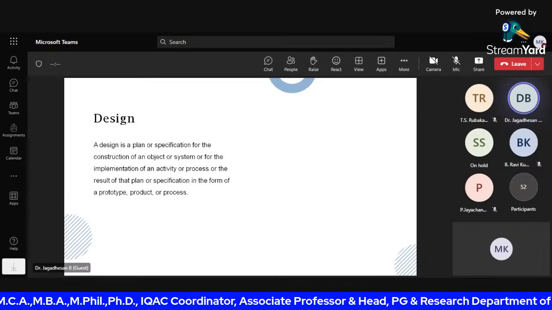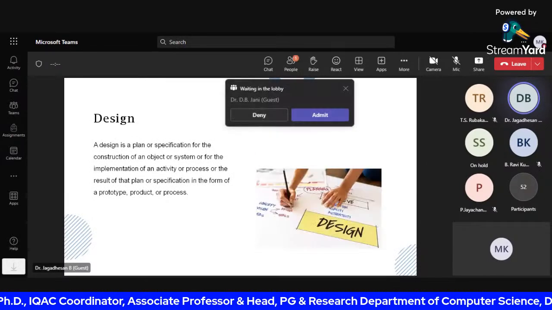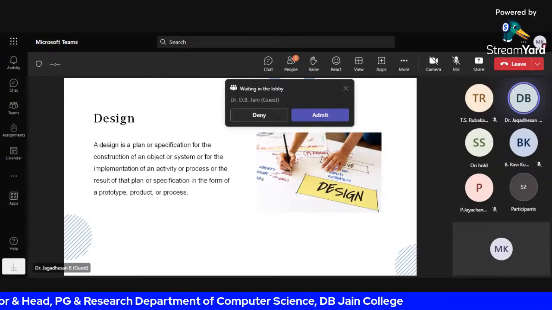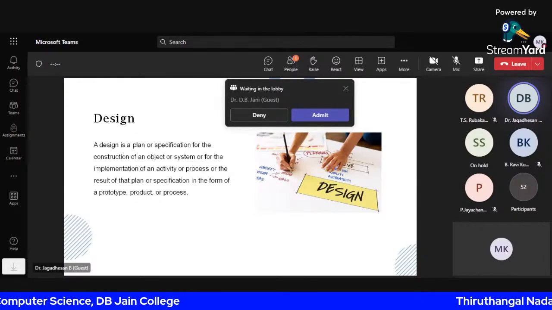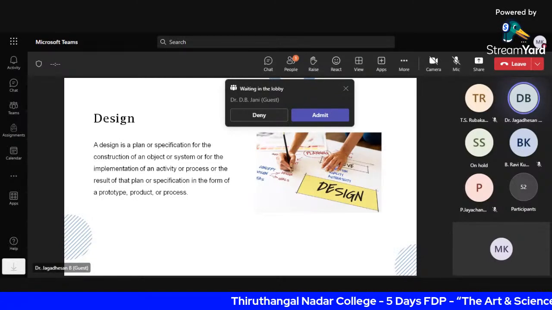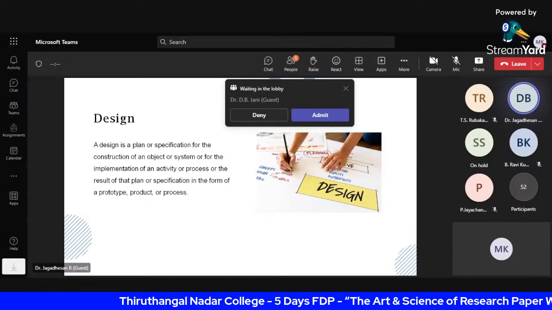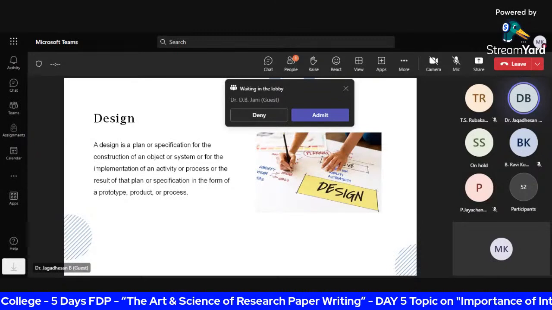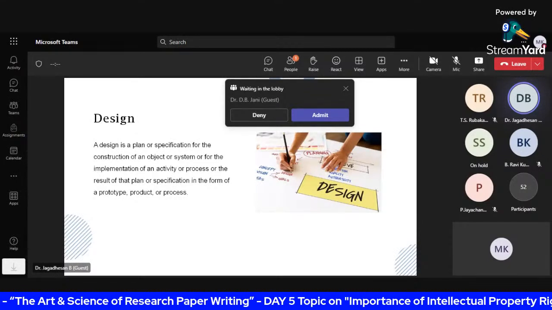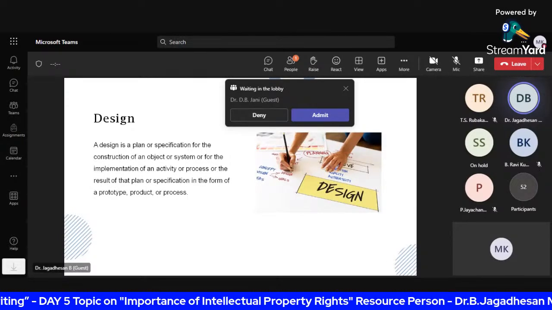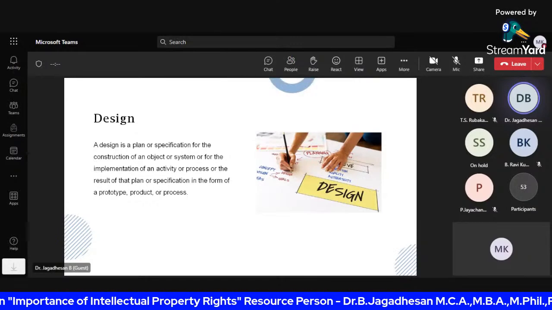Design is a plan or a specification for the construction of an object or system, or for the implementation of an activity or process, or the result of that plan or specification in the form of a prototype, product or process. For example, you just see a Smith mixi or butterfly mixi, no? They will give some kind of design. That design will be applicable only to the butterfly product. It cannot be applied to the Smith product or the medium mixi. So they will register the design in a particular name.